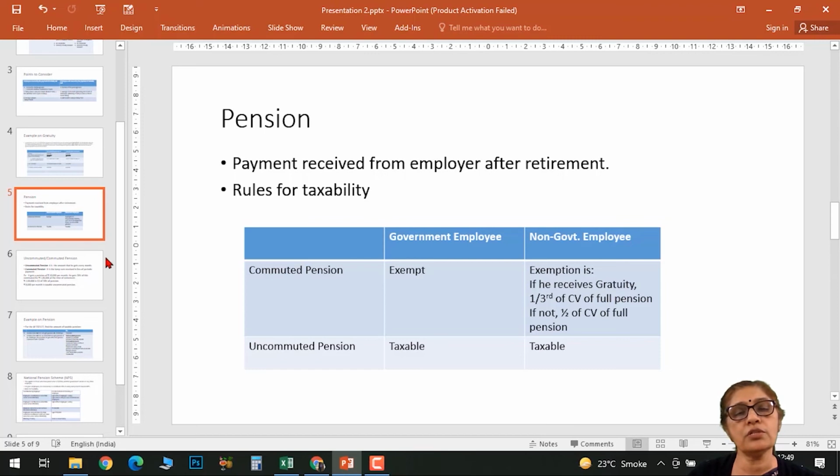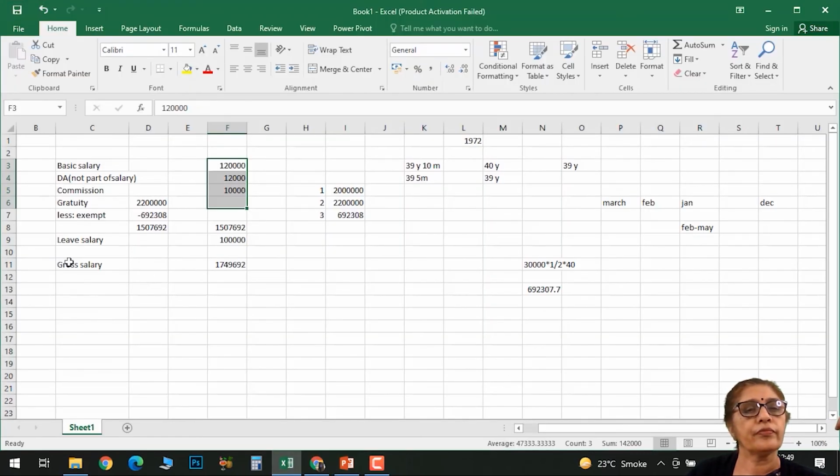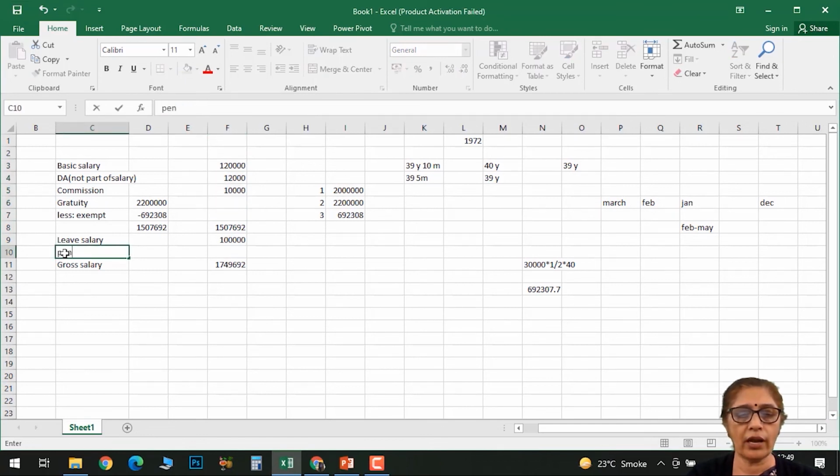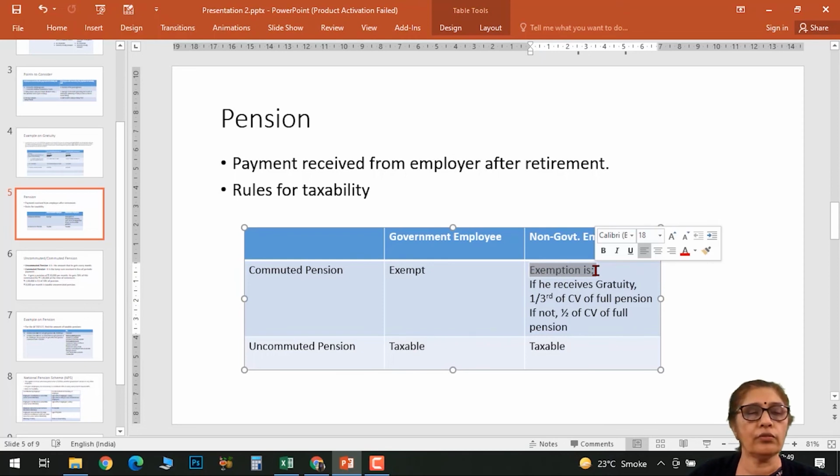Now for taxability rules, uncommuted pension is taxable for all kinds of employees. You may be a government employee, you may be a non-government employee. Uncommuted pension is taxable, so there is no problem at all. If you have, say, a regular pension of 10,000 into 12, we simply multiply, 1,20,000, nothing to be done. But if you opt for commutation, then we give exemption like we have done before.